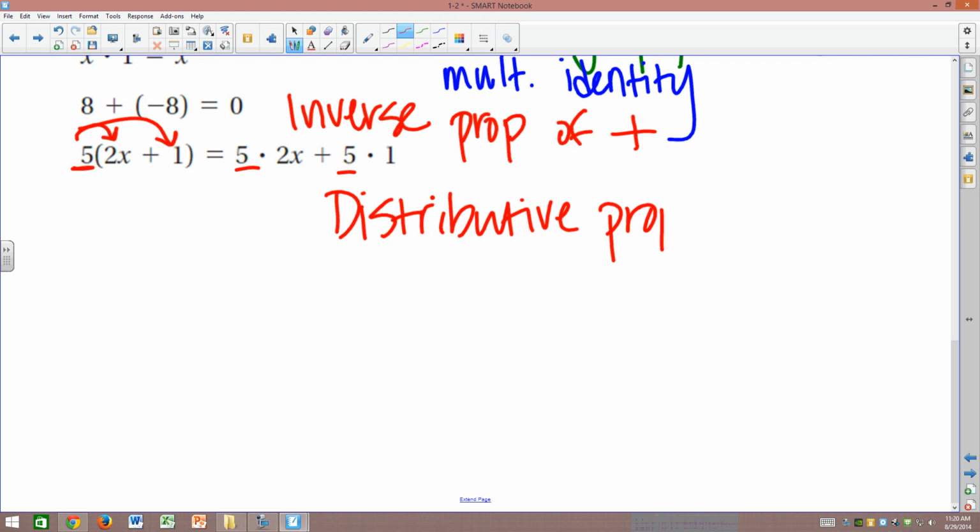Okay, now the technical name for distributive is distributive property of multiplication over addition. Oh, well, we're not going to get that crazy. Can I just call it this? Absolutely. Okay. All right, kiddos. Lots of new vocabulary, but nothing too crazy.